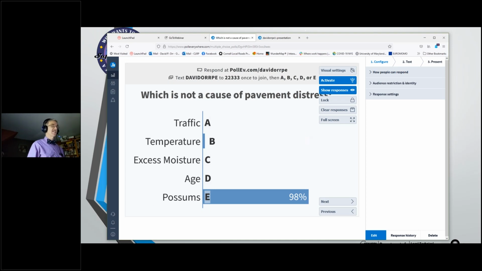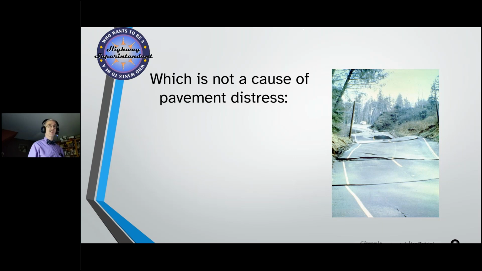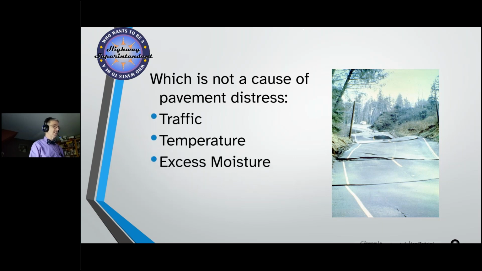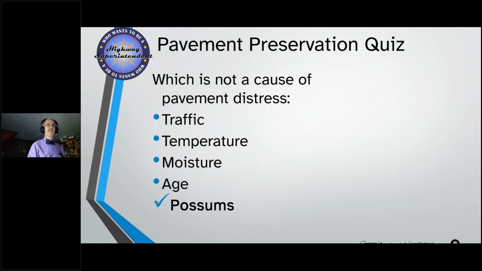But the reality is almost everything can lead to some pavement distress. So, if you look at the list of things that can cause pavement distress, traffic obviously is the big one, especially trucks. Temperature can make a huge difference. Hotter weather can cause buckling. Really cold can cause cracking in the winter. Excess moisture, that's obviously a problem. Age, over time, it's going to break down. Nothing we can do about that. Okay, so we just have to keep that in mind. It's definitely not possums, though. Of course, got to have a little bit of humor.